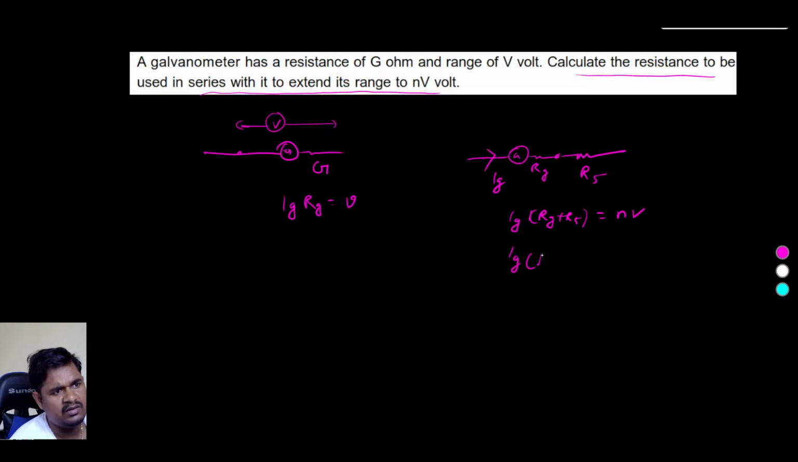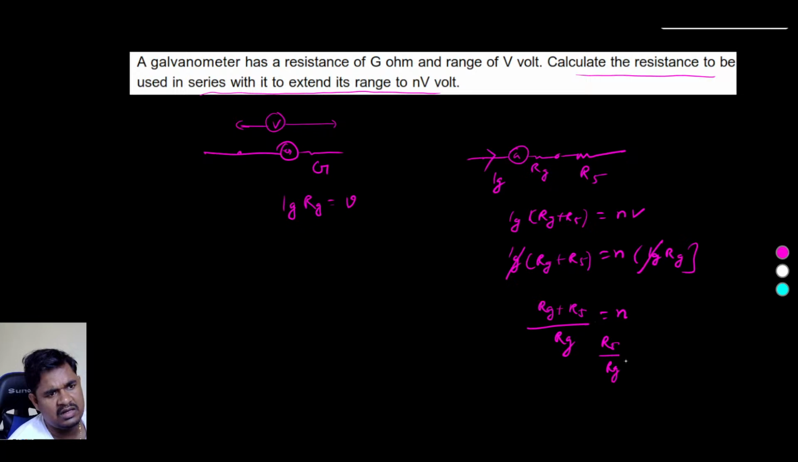And I will write Ig times Rg plus Rs equals NV, and V we know is Ig Rg. You can see Ig and Rg will cancel, so Rg plus Rs by Rg is N. So Rs by Rg is N minus 1. So Rs is basically N minus 1 times Rg, and Rg is given as G. So I will write the shunt resistor as N minus 1 times G.